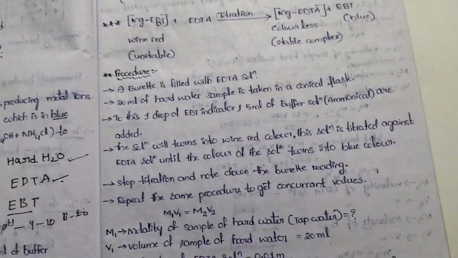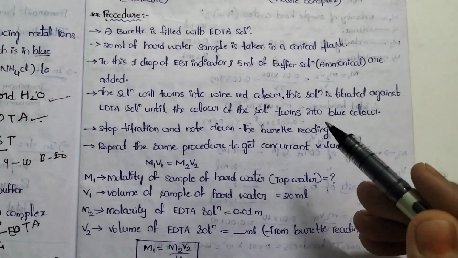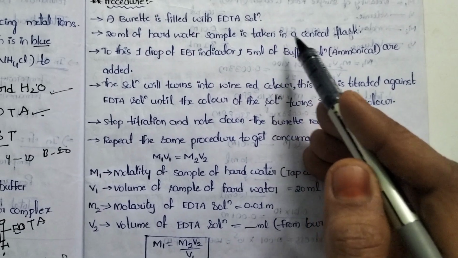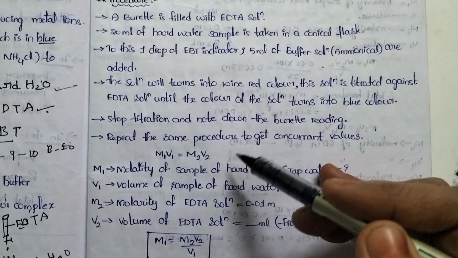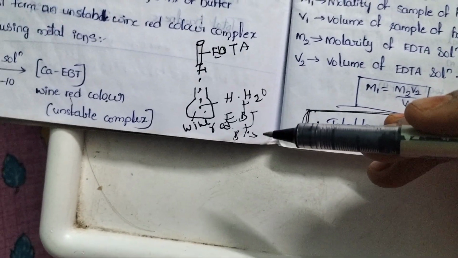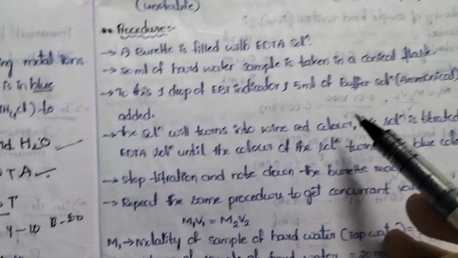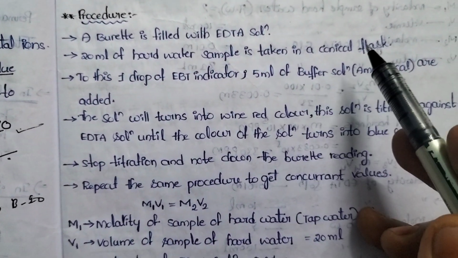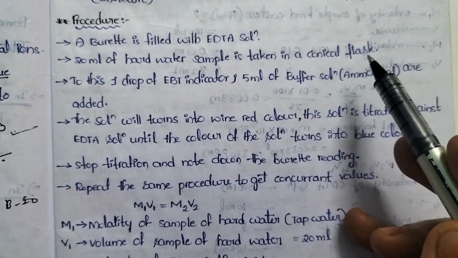Procedure means it is related to practical terms. Take a burette and fill the burette with EDTA solution. Next, 20 ml of hard water sample is taken in a conical flask. These are all points I just explained through this diagram, so it is the simple form to remember. This is the theoretical form to explain in examination.